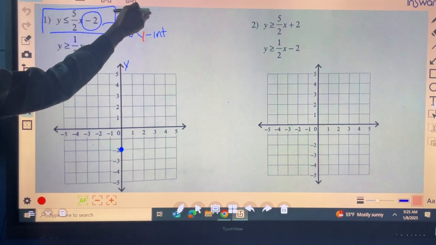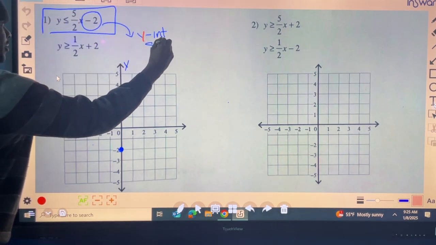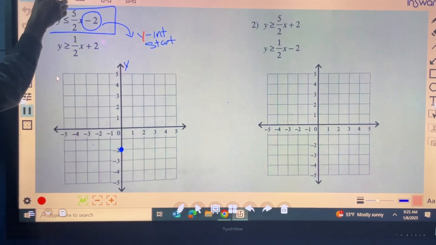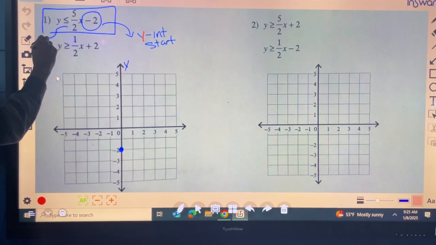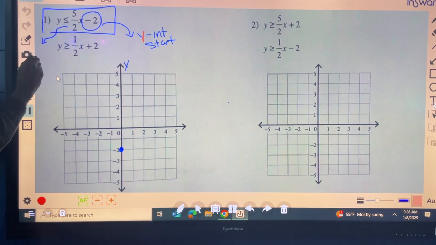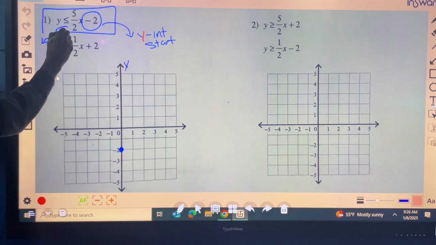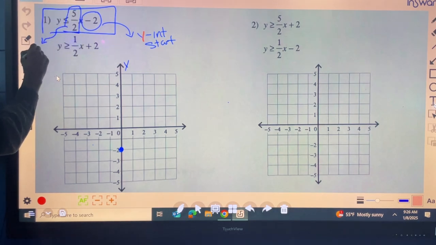Now, the y-intercept tells me where to start. What's this number here? X. That's my what? The x-intercept. 5/2 is my what? This is the slope. Thank you, Diana.